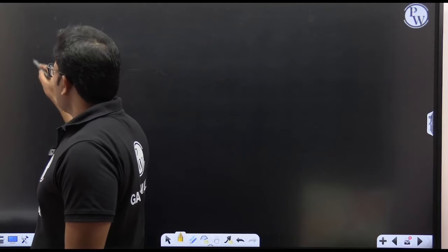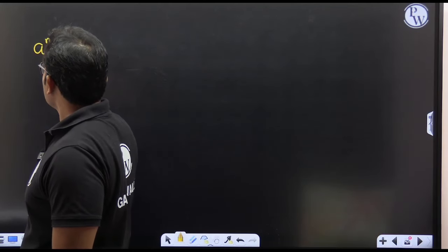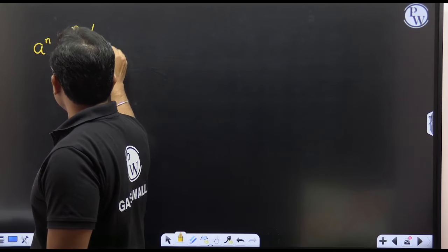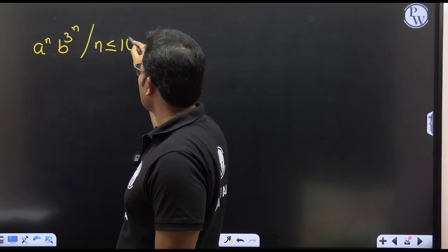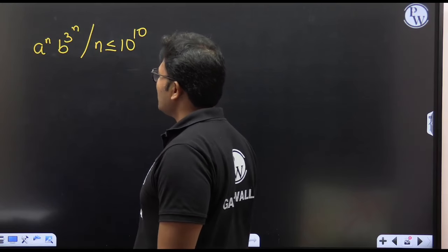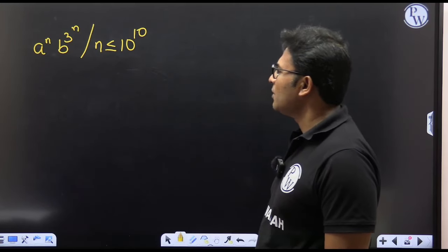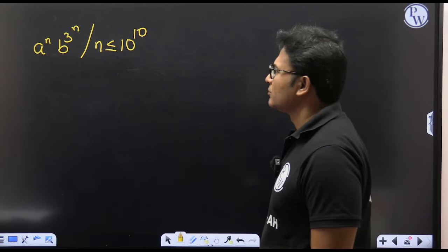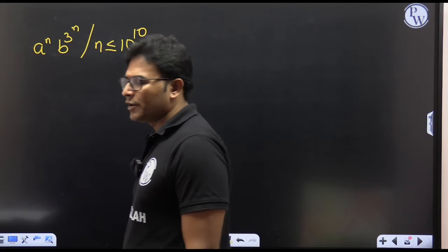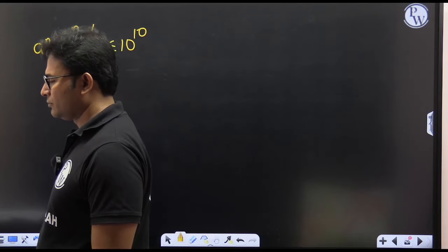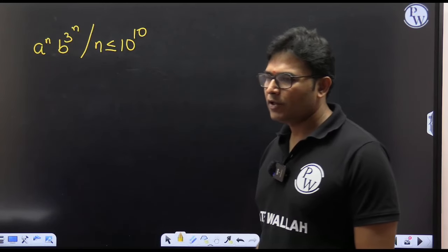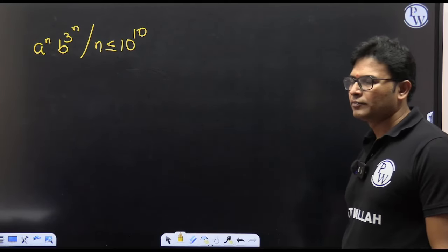Now let us say A power n, B power 3 power n such that n is less than or equal to 10 power 10. N is less than or equal to 10 power 10.